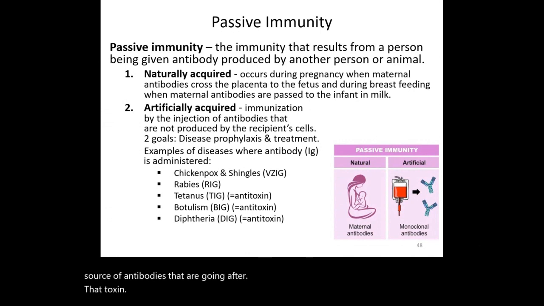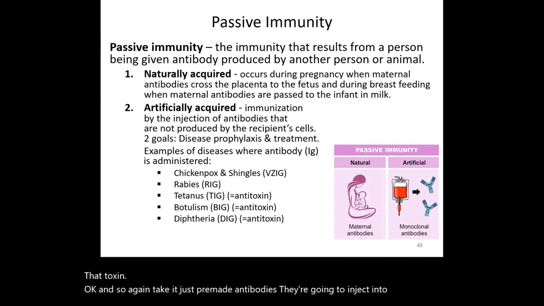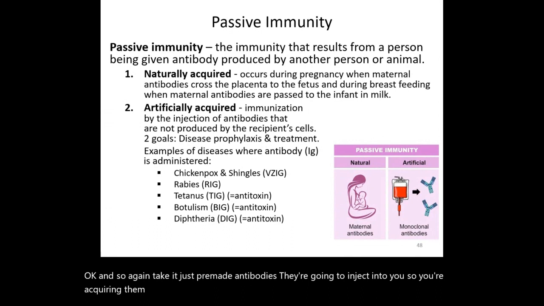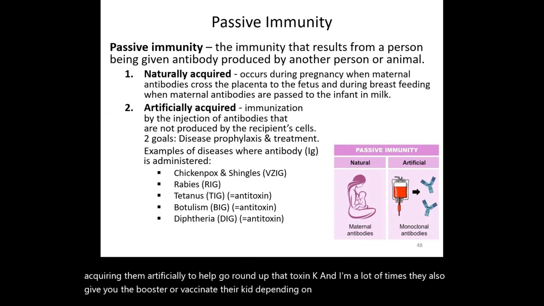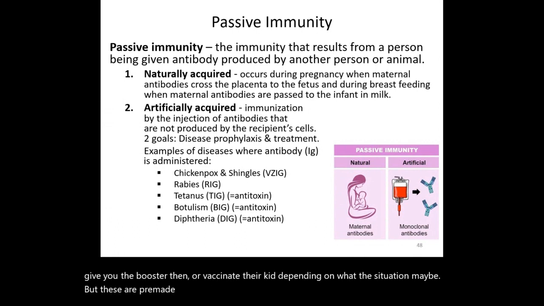TIG is just pre-made antibodies. They're going to inject it into you, so you're acquiring them artificially to help go round up that toxin. A lot of times they'll also give you the booster then, or vaccinate the kid depending on the situation. But these are pre-made antibodies given in response to essentially a dire need for them.